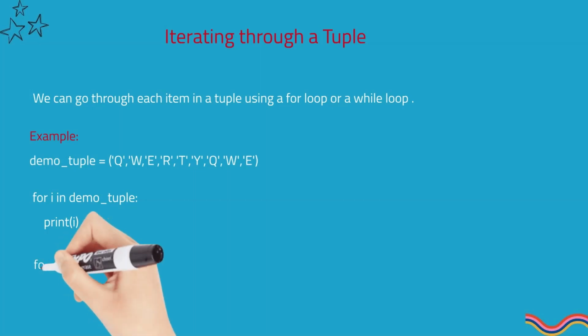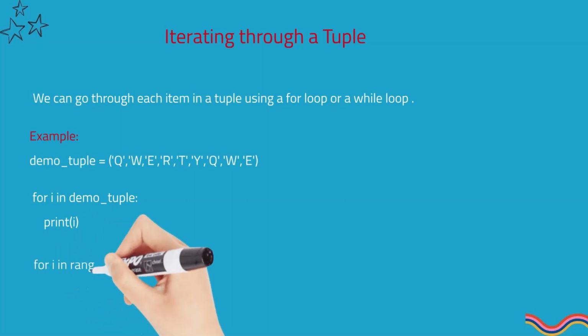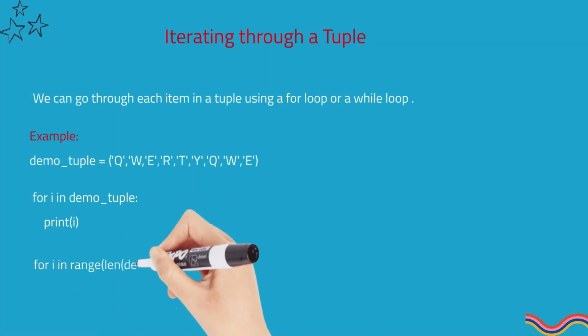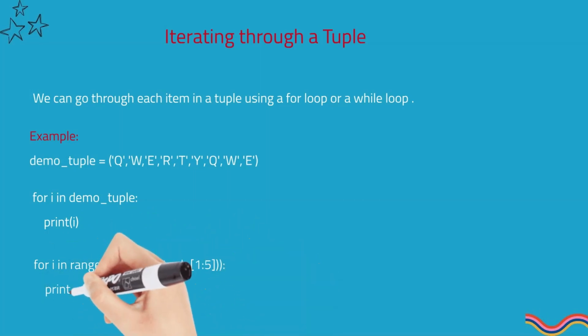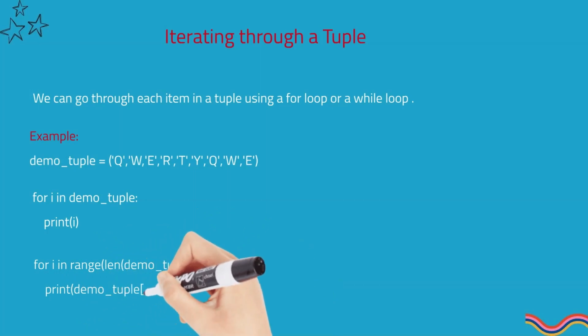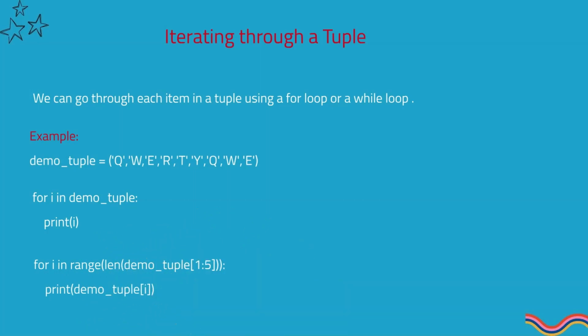Next, a for loop is used to define the range of characters as for i in range of length of tuple, having index from 1 till 5. This means i will only hold 4 values from the starting of the tuple. When printed it will print the values as Q, W, E, and R.